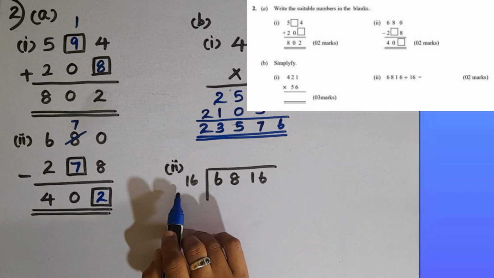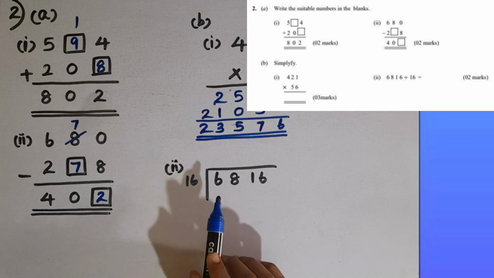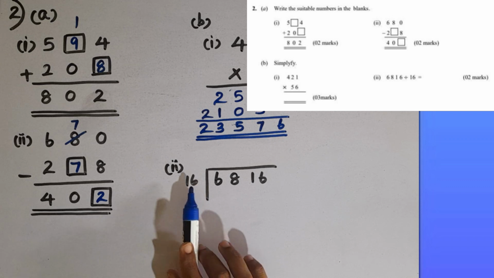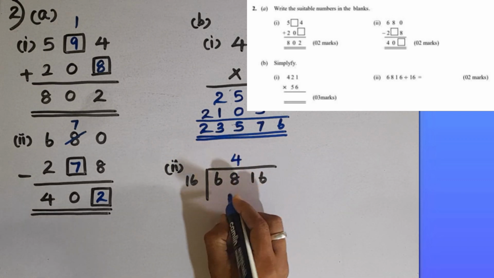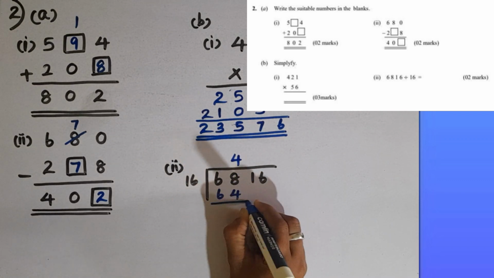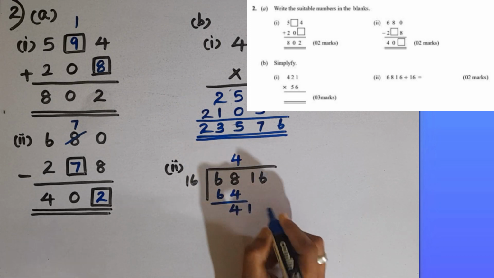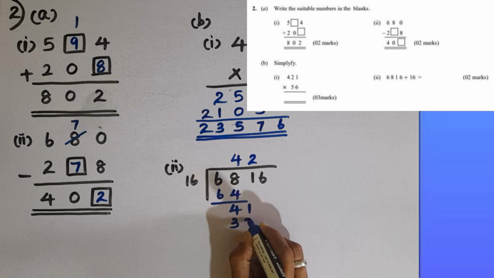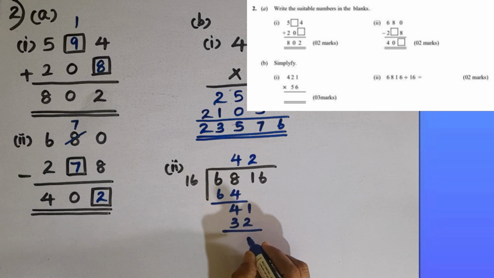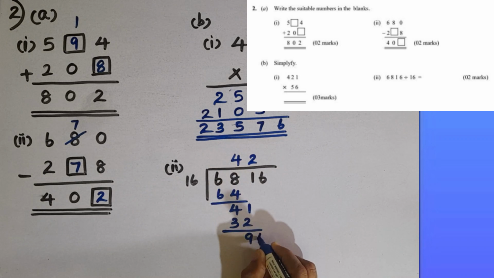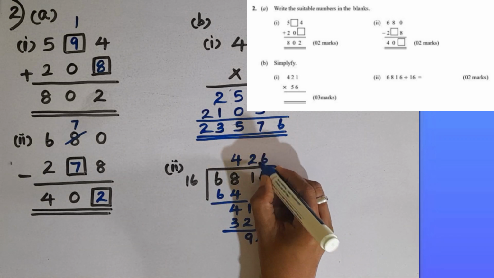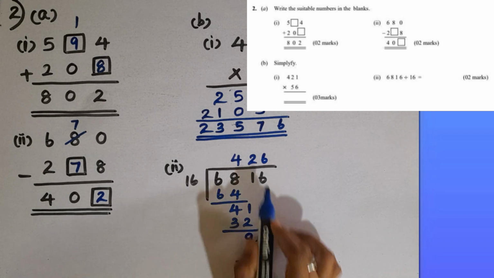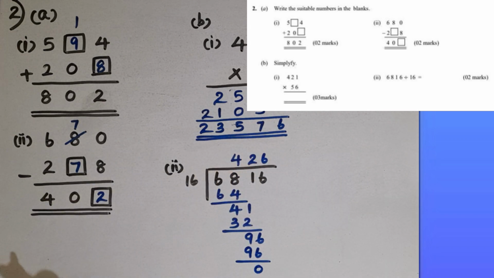6816 divided by 16. It is easy when you do this by the long division method. 16 times 4 is 64. Now 4 is remaining. Now take 1 here. Then 16 times 2, 32. Then what is remaining now? 9. Then take this 6 here. Then 16 times 6 is 96. Remaining is 0. The answer is 426.